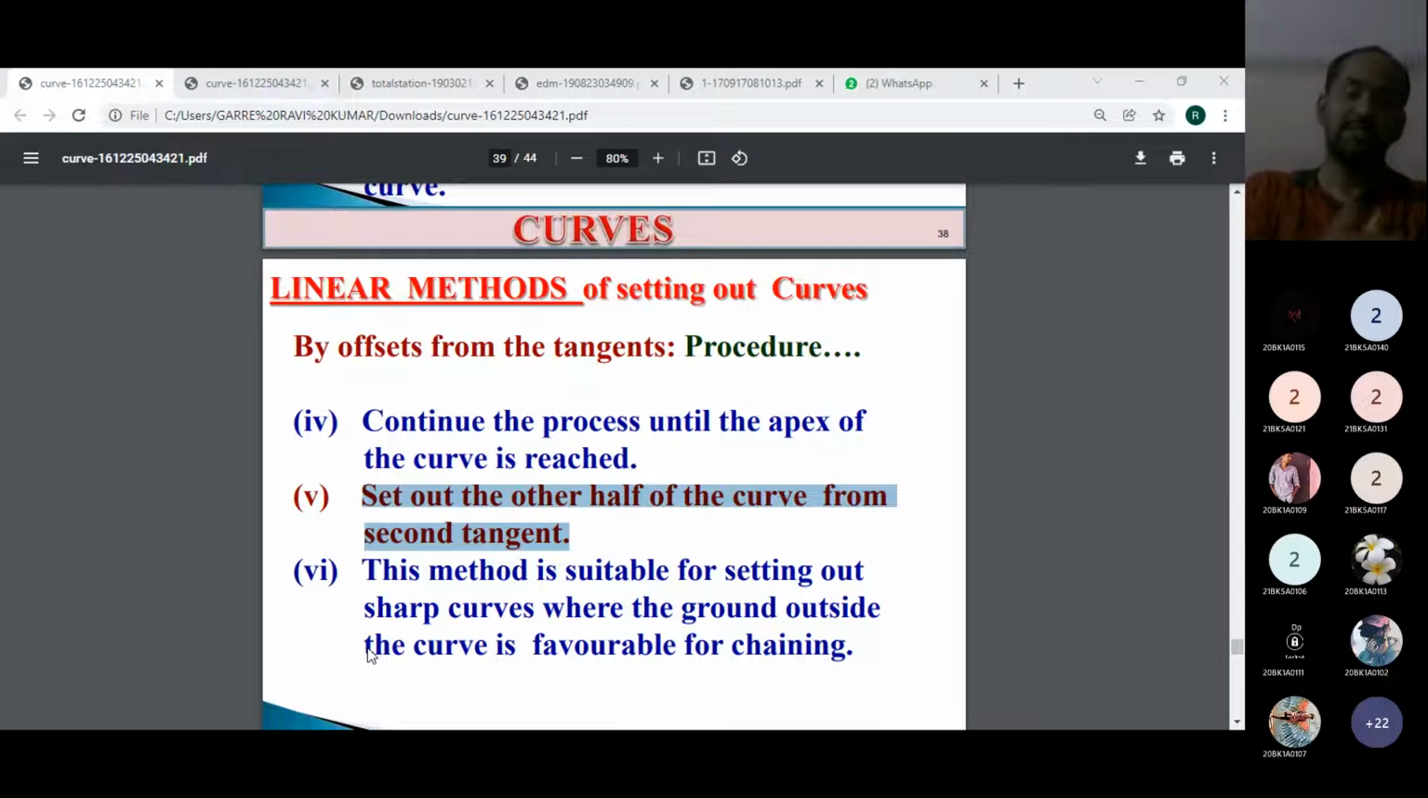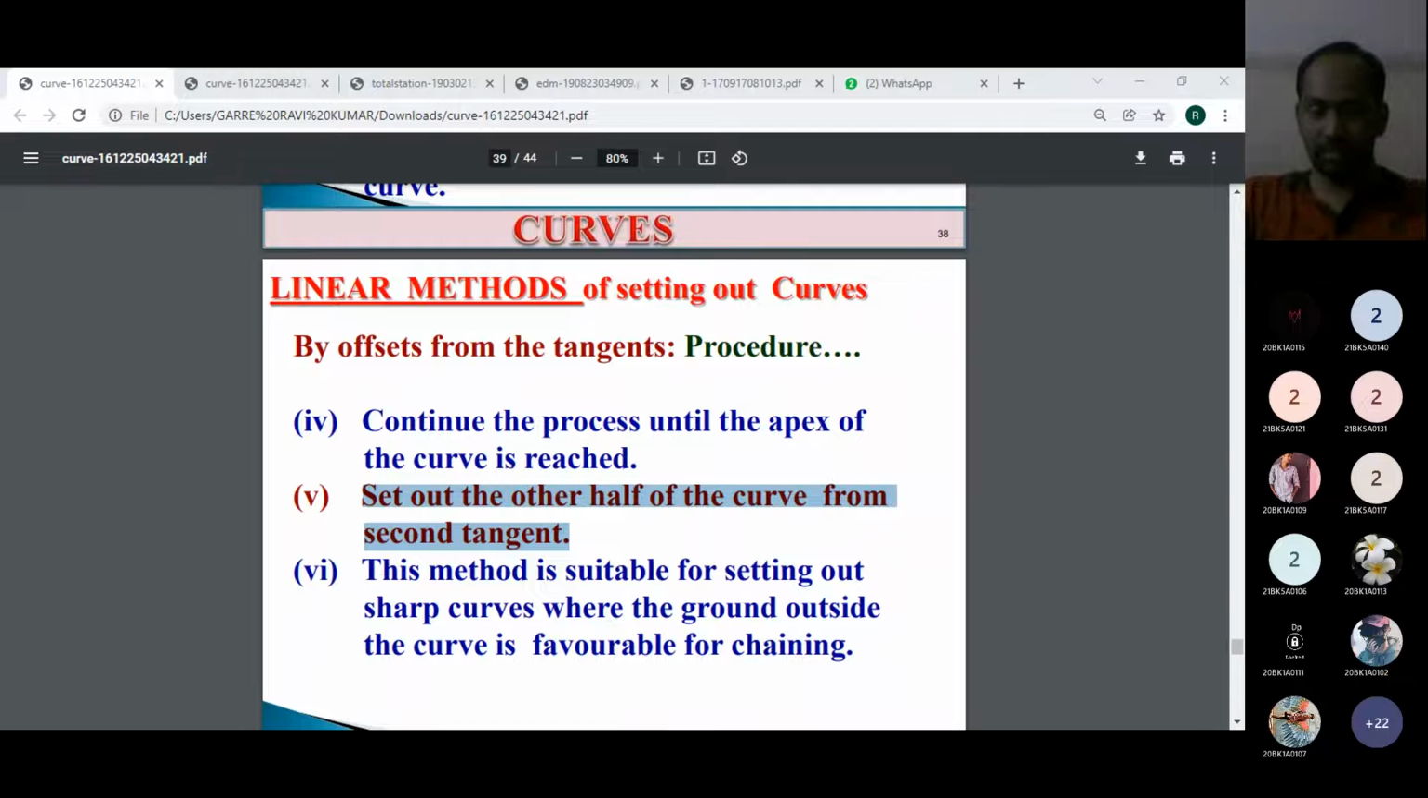Otherwise, we will join T1 to T2, which will form the long chord. From the chord we will draw a number of offsets in one direction, and then we will join all the offsets, and it will form the shape of a curve. That's all. These are the different methods of setting out a curve in the field. So this is about curve setting.